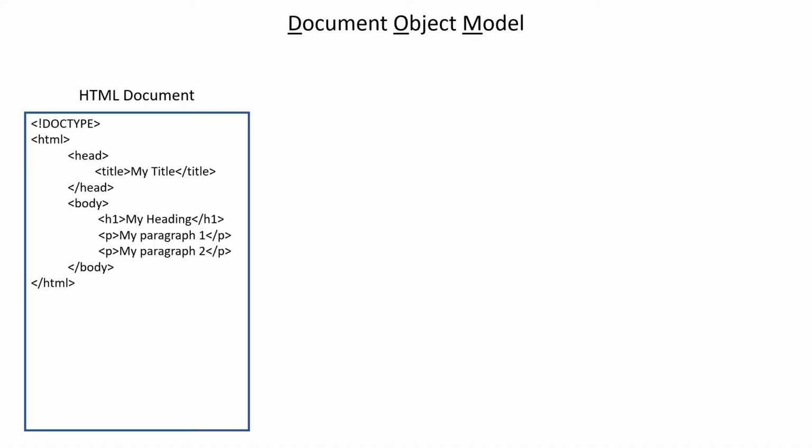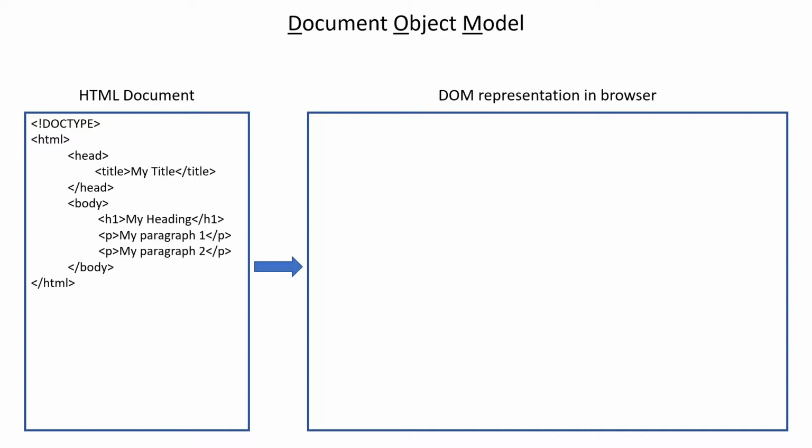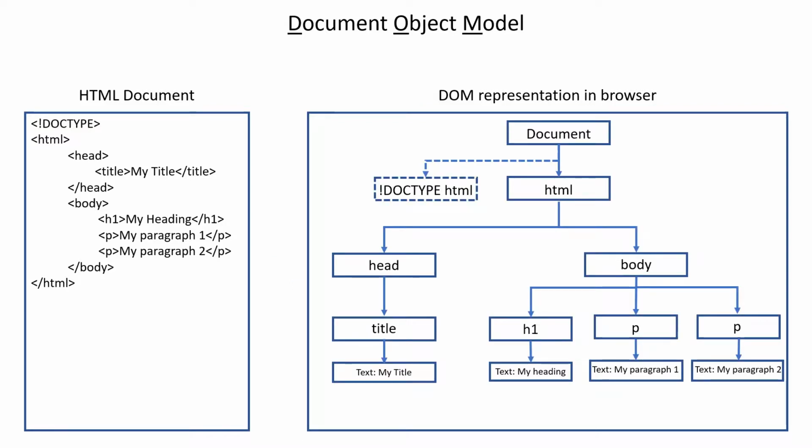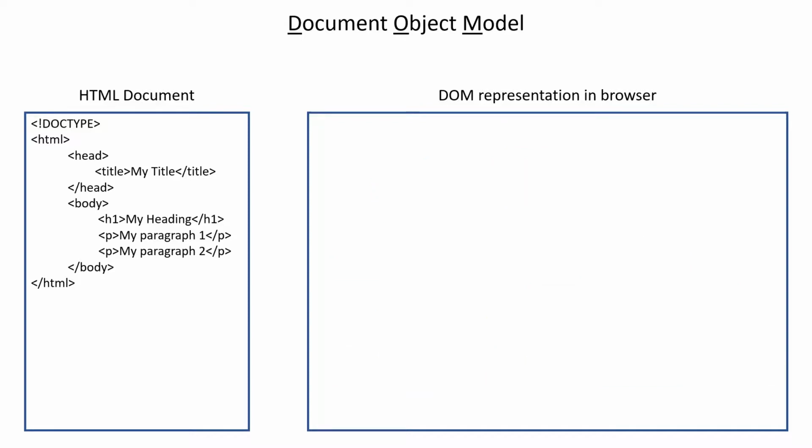When an HTML document is loaded into a browser, it is represented in the browser as a tree of nodes. Each node, generally speaking, represents a single HTML element and is an object. This tree is known as the Document Object Model, or simply DOM. Let's consider a simple HTML document and see how its DOM is constructed in the browser.